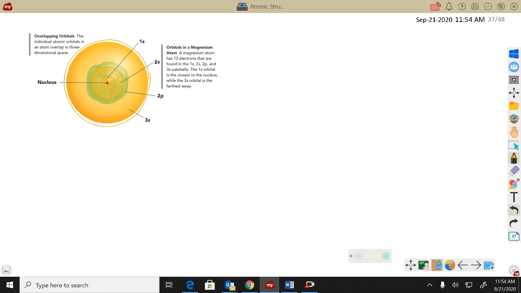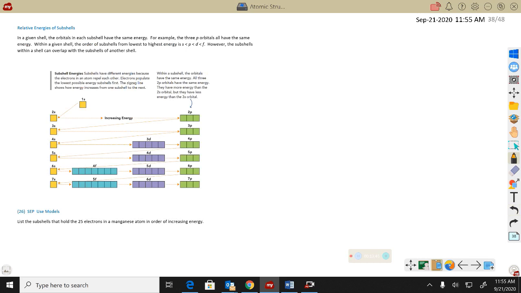Now in this picture it's hard to see the p orbitals, but they're in there, and I'll show you an animated version that I think does a better job of showing how these orbitals all overlap one another. But I like the way this shows the s orbitals, that they are all superimposed on the same nucleus.